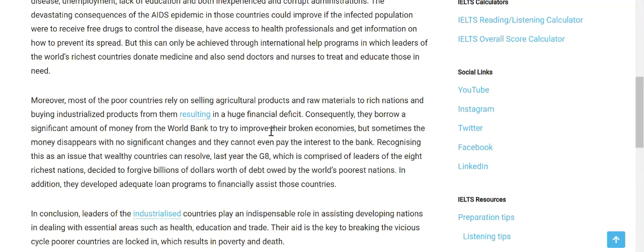In addition, they developed adequate loan program to financially assist these countries.